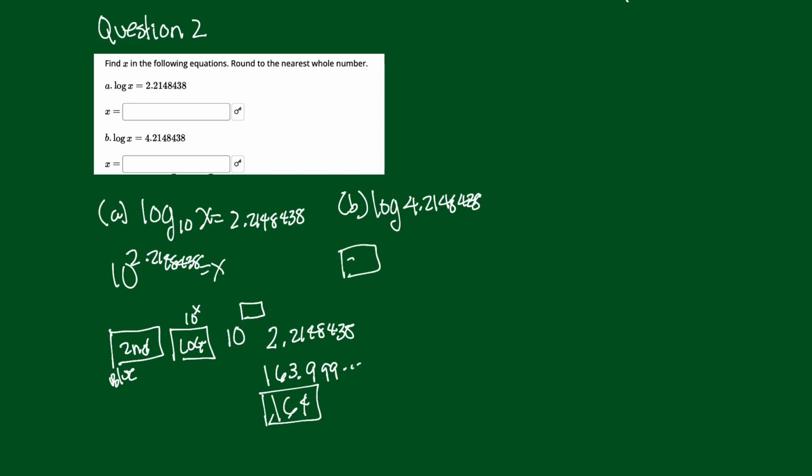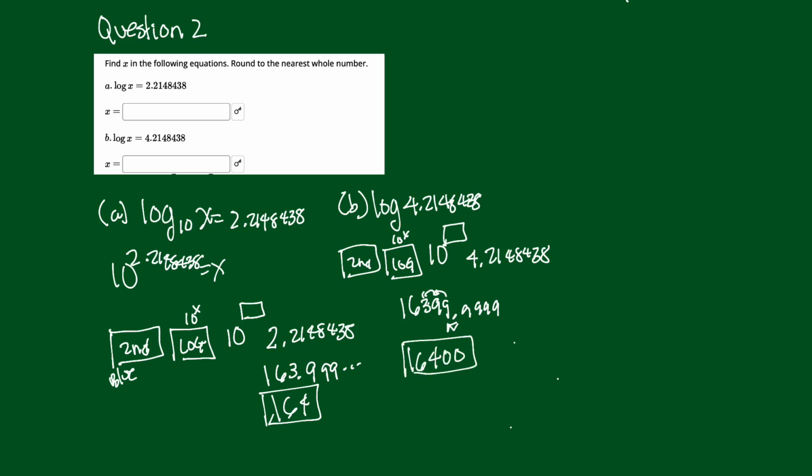So I pressed that second key and then the log key, and that gave me the 10 to the x. So I got 10, and then my cursor is up here. So I typed in 4.2148438, and that gave me 16399 point, and then all those nines. Now, if I round this up, this goes up, this one goes up, this one goes up, so I get 16400.